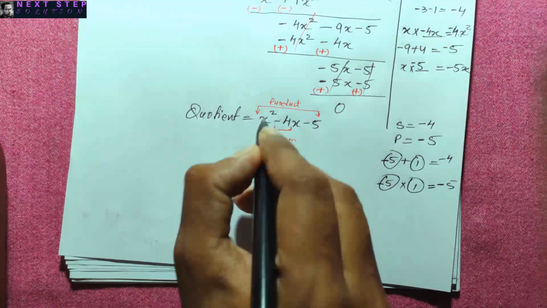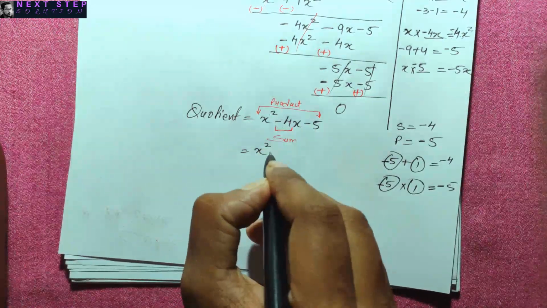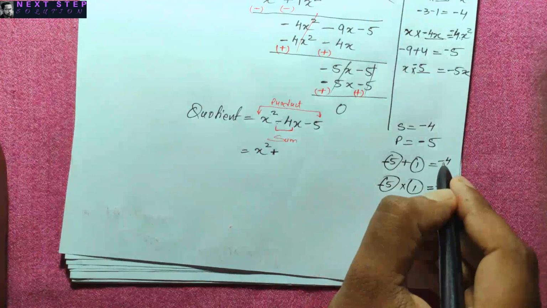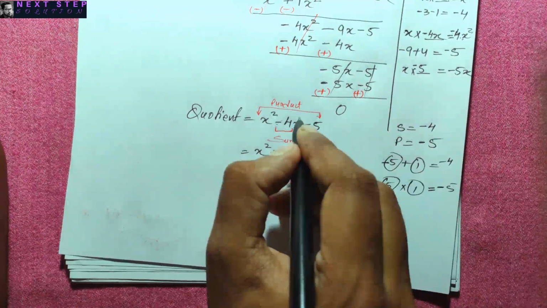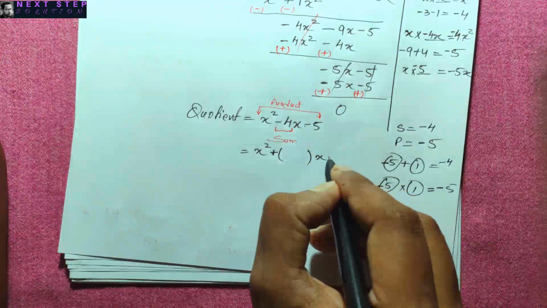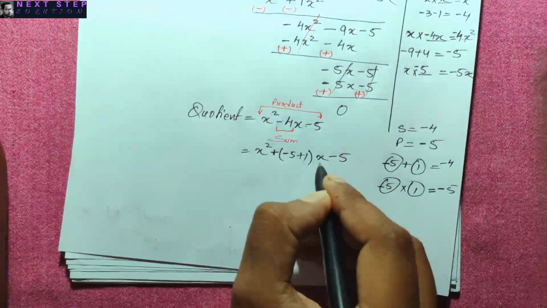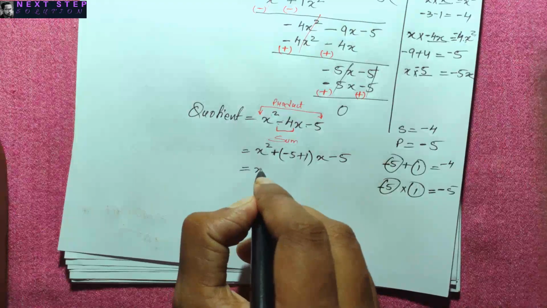Now we solve this by writing the x square as it is. Instead of writing minus, we always write plus. Remember, even if we have minus, we write plus because the minus we have taken inside the numbers. Now inside the bracket we write the two numbers, x minus 5. The two numbers are minus 5 and plus 1. Now if we remove the bracket, it becomes x square.